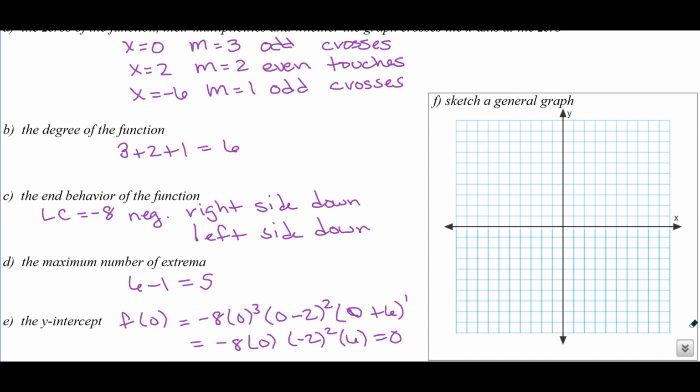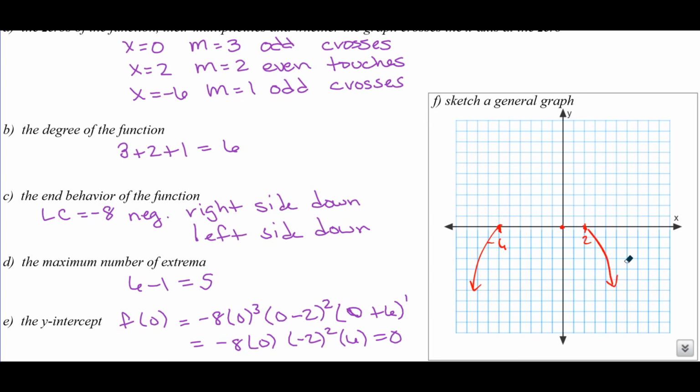So now to do a general sketch of this graph, the first thing I'm going to do is mark my x and y intercepts. So remember, I have an x-intercept at 0, an x-intercept at positive 2, and an x-intercept at negative 6. My y-intercept is also 0, so that point is already noted on there. Next, you're going to draw in your end behaviors. Both of your end behaviors are going down. So from the left and rightmost x-intercepts, I'm going to draw that down.